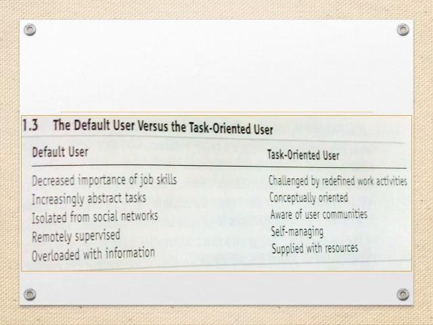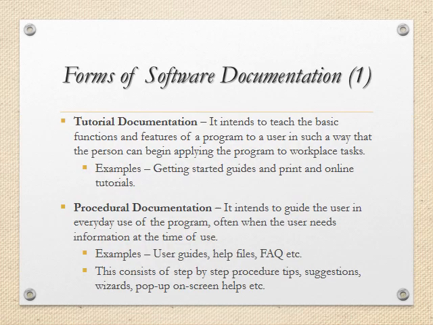Figure 1.3 from your textbook brings a comparison between the two types of users, the default user and the task-oriented user that we mentioned in the previous slides. At the beginning of the chapter, we said that users usually use different forms of software documentation. These documents are tutorials, procedures, and references.